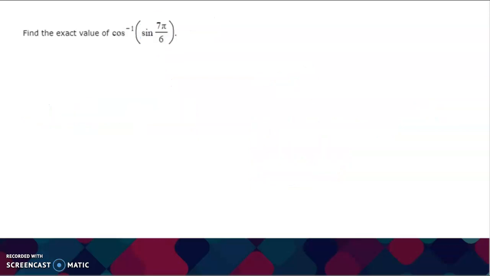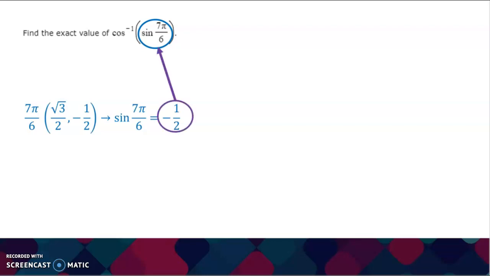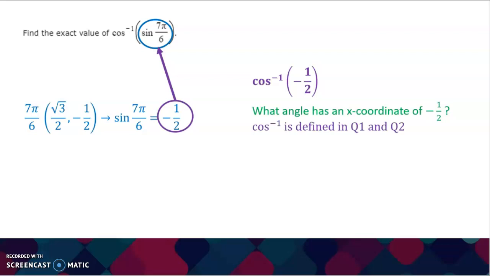Another one. First, I look at the sine of 7 pi over 6. 7 pi over 6, there's the ordered pair, so its sine is negative 1/2. Now I replace with my value, so what I'm really looking at is the inverse cosine of negative 1/2. This asks what angle has an x coordinate of negative 1/2. Inverse cosine is defined in quadrant 1 and quadrant 2.